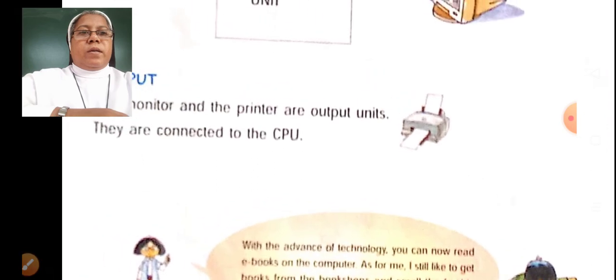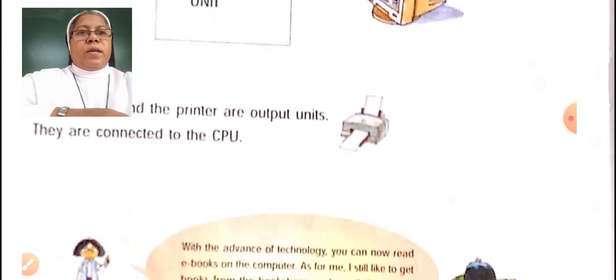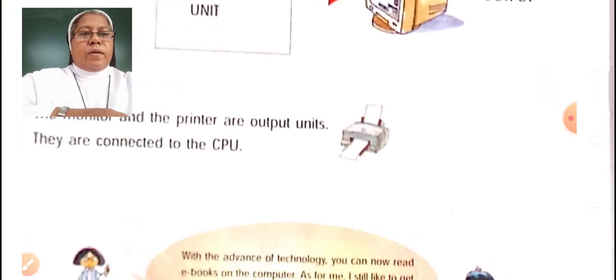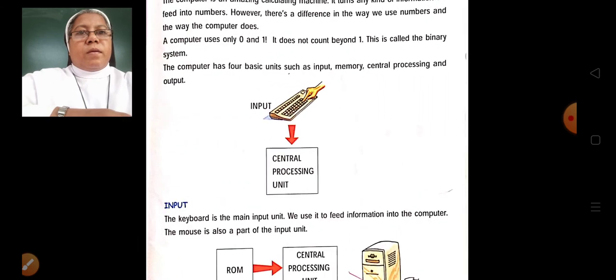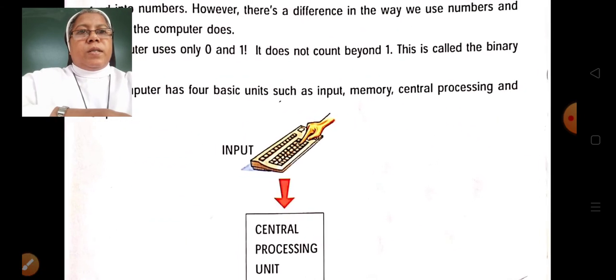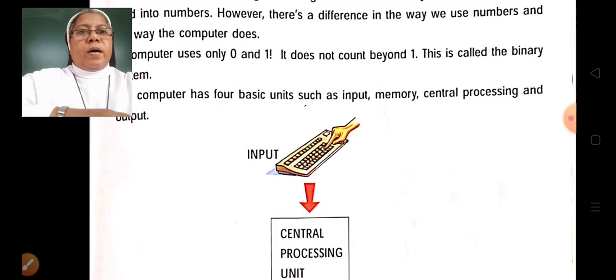Okay, then I hope all of you understood this lesson. Read the lesson and understand it. What is computer? The computer is an amazing calculating machine. Then what did we study? How many units are there? The computer has 4 basic units. What are they? Input, memory, central processing and output.